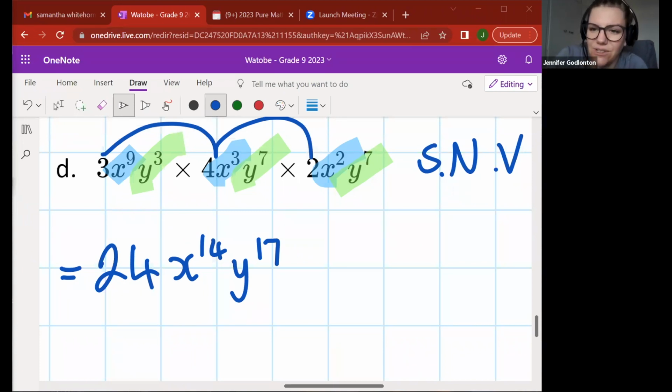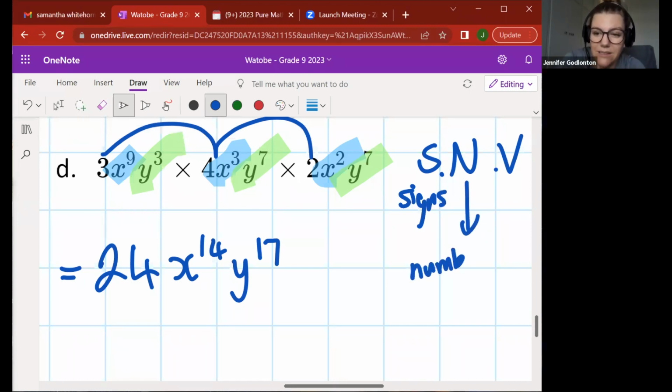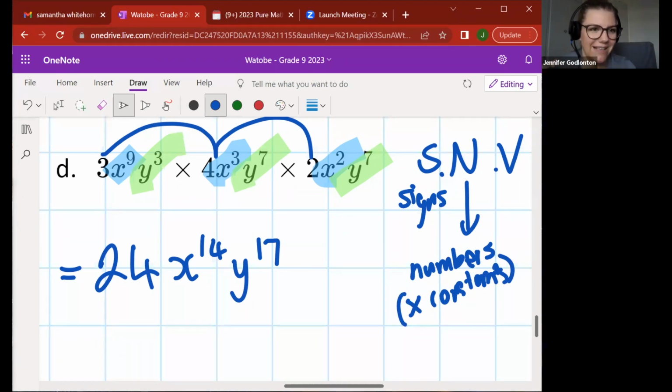So signs, the first thing we look for is our signs. Do we have positives and negatives? The second is our numbers. So we need to multiply all of our constants together. So we multiply the constants. And then for variables, we look at our X's and our Y's.